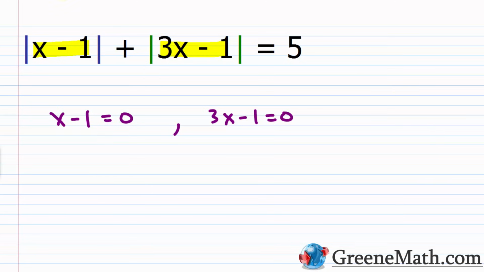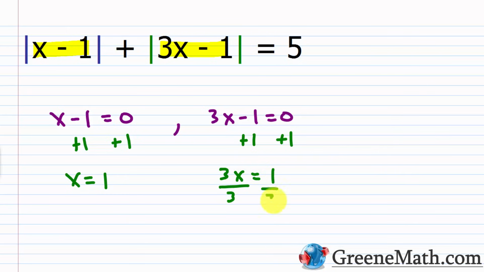So for this one, I'm just going to solve. I'm going to add 1 to both sides of the equation. So I'm going to have that x is equal to 1. Okay, for this one, I'm going to add 1 to both sides of the equation. I'm going to get that 3x is equal to 1. I'm going to divide both sides of the equation by 3. And I'm going to say that x is equal to 1/3.